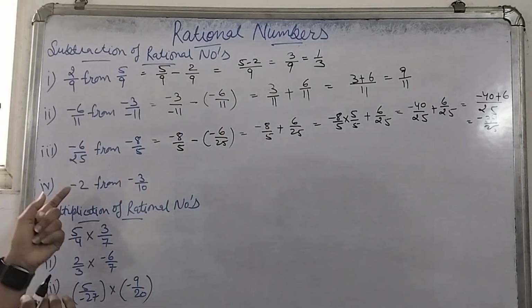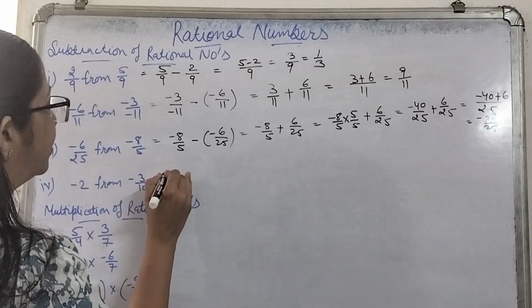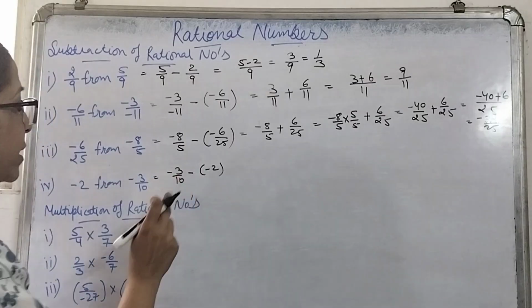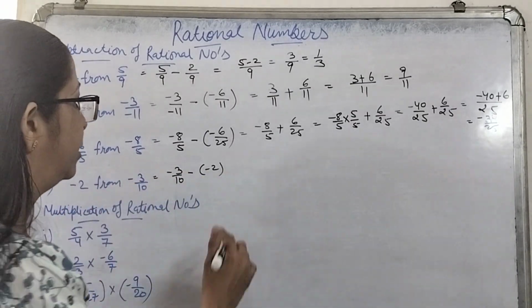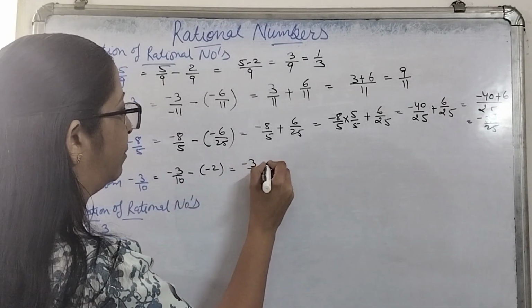The next question is we have to subtract minus 2 from minus 3 upon 10. So this could be written as minus 3 upon 10 minus of minus 2. This minus sign is for subtraction and this minus 2 is the number. That's why we have written it. Now this could be written as minus 3 upon 10 plus, as minus becomes plus.